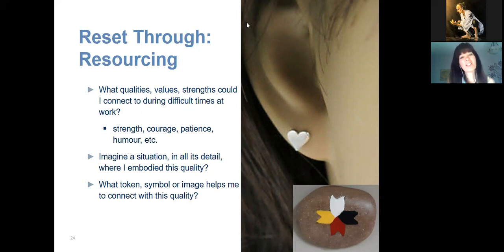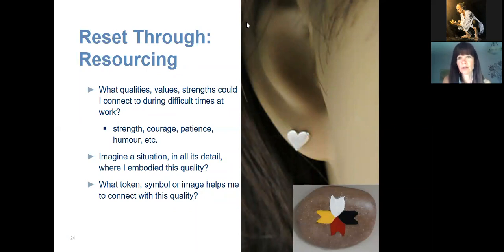My colleague, or several of my colleagues actually, tease me about this, because their way that they resource or reset is through humor, and they think my heart stuff is hokey, but it's important for me. And so I very purposely every morning, because I can't wear jewelry going into the hospital, but I can wear my little earrings, I put my hearts in my ears to remind myself to go in with heart forward.